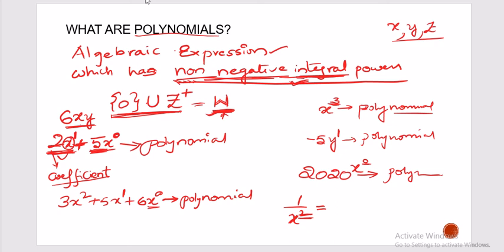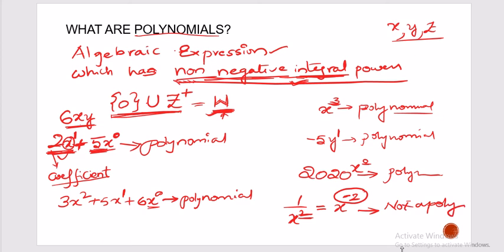So 1 by x², how can I write it? As x power -2. So it is violating my condition, no? x power -2, so -2 does not belong to the set of whole numbers. So clearly I can say it is not a polynomial.